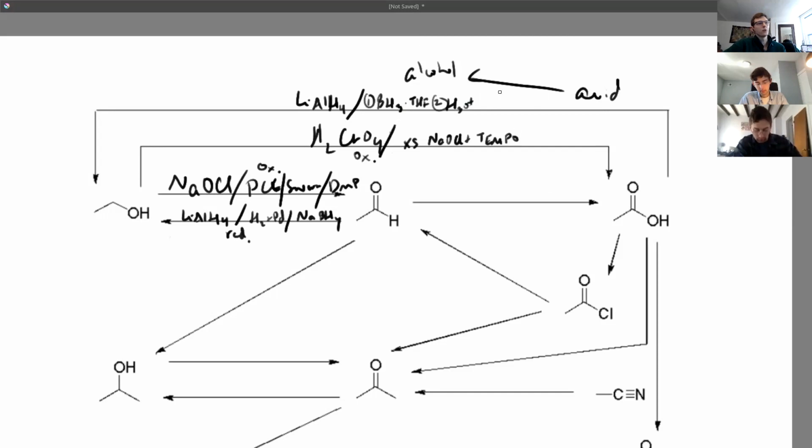Okay, and that'll also work. So what is the benefit of doing this one in the first place? Why wouldn't we just use lithium aluminum hydride? Like that worked perfectly fine before. Would that not touch double bonds? Oh, and it also wouldn't touch aldehydes and ketones, right?